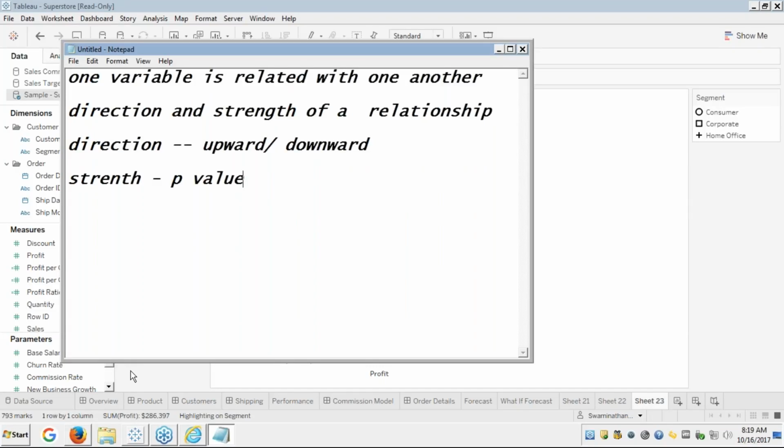The p-value determines the strength of two variables, and if the value is between 0.65 and 0.80, this is moderate. Moderate means the strength is moderate based on the p-value. If it is less than 0.65, then in that case it is weak.